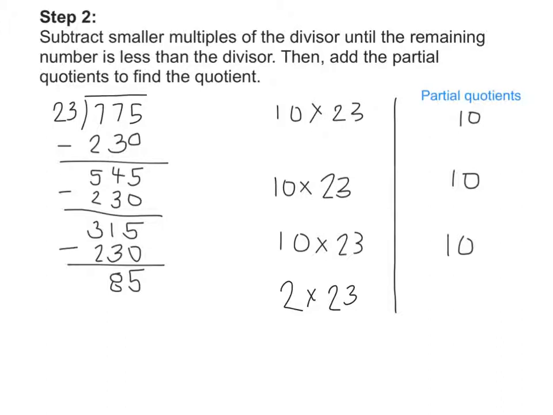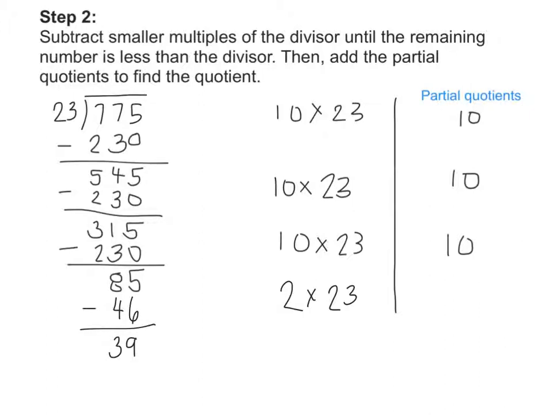Karan? 46. So I would need to subtract 46 from my remaining number. What's 85 minus 46? Siddharth? 85 minus 46 is 39.